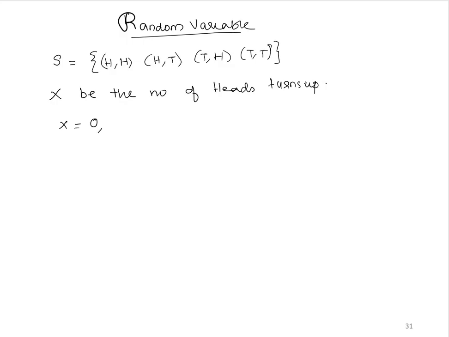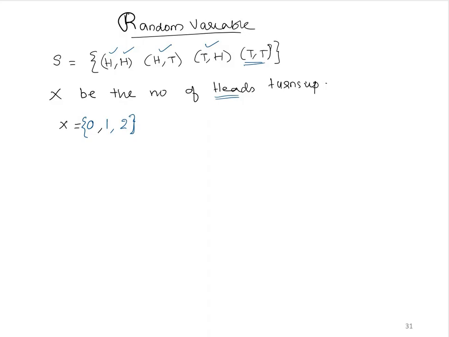No heads means both will be tails, right? Now X can take the value 1. That means the number of heads is 1. So one head means either it can be this one or this one. Or X can take the value 2, meaning 2 heads, right? Then that will be this case. So these are the only possible values that X can take when we toss two coins at a time.